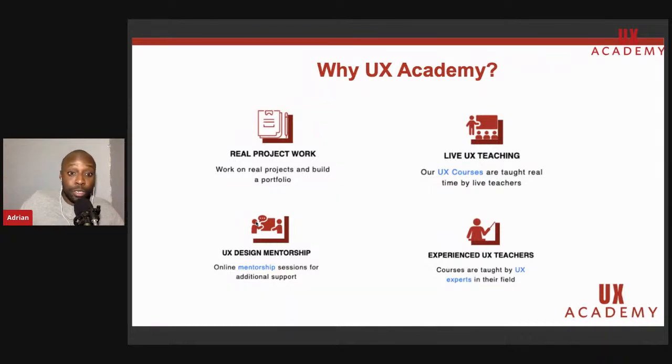Now, why do people train with UX Academy? These are four main reasons. We offer real project work opportunities to help you build and craft your portfolio in our courses. We deliver live UX training. Our training is delivered by real life teachers in real time, not on demand videos that you may get from other courses. This is real life training delivered by live teachers who have been in the industry for at least 7+ years or more. We also do mentorship, which is a good opportunity for you to discuss UX life and bust out any challenges that you're having during the course or with your portfolio, or if you want to discuss any matters regarding UX design. Those are some key reasons why you should consider UX Academy on your UX design journey.